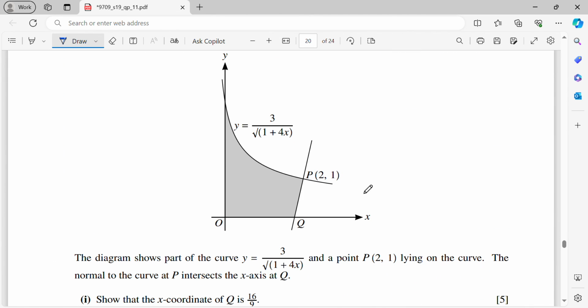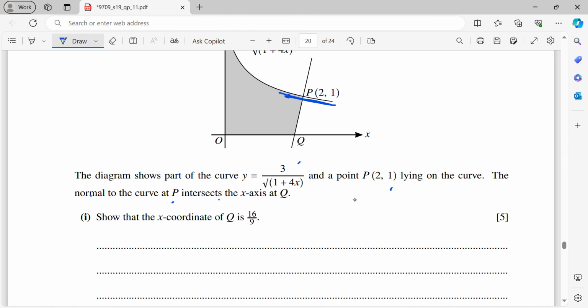Now question 11, the diagram shows parts of the curve and the point P with coordinates 2, 1 lying on the curve. The normal to the curve at P intersects the x-axis at Q. Okay, this is a normal line. The tangent line is basically here. The tangent line touches the curve at P. This is the tangent line. Now show that the x-coordinate of Q is 16 over 9.